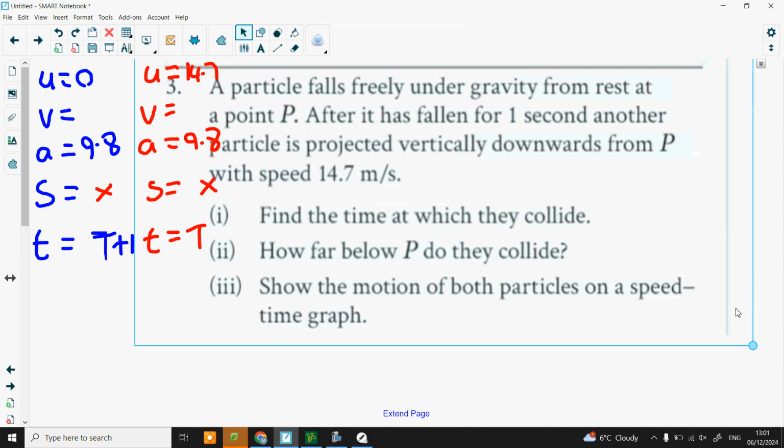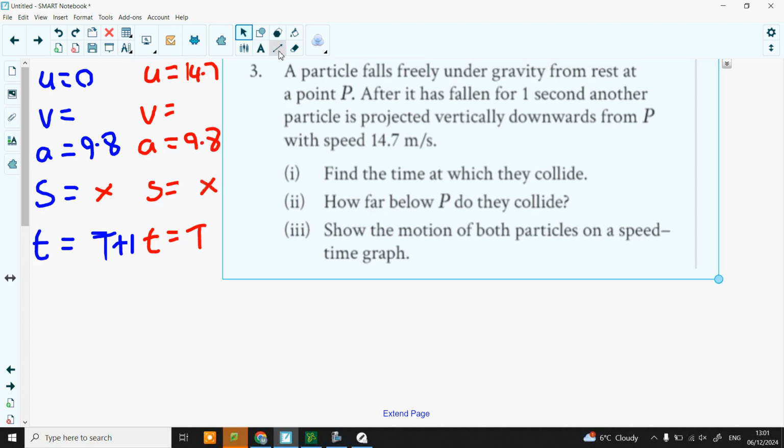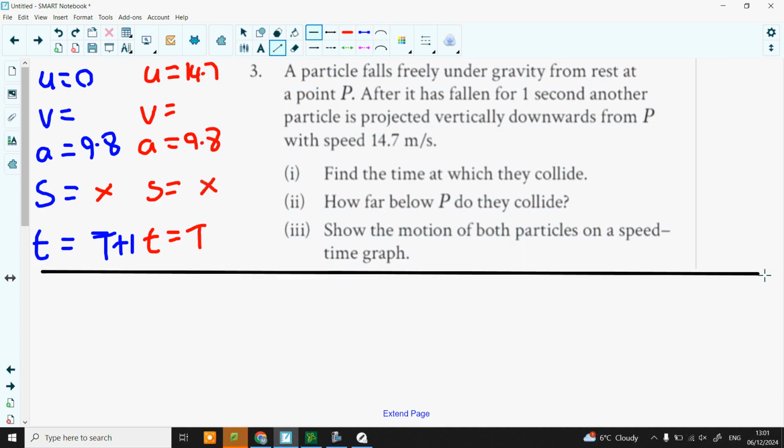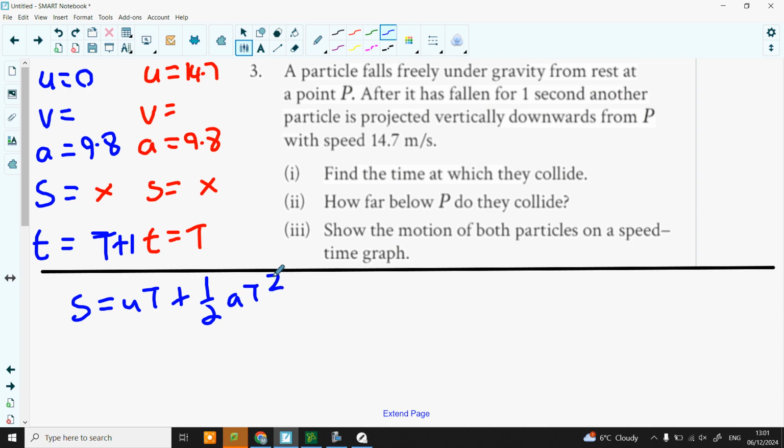Now, what do we do now, guys? What formula do you think we're going to use? We haven't got a V to work with. So I think that eliminates 2 of our equations out. Yeah, ut plus a half, at squared. Okay, so what do we get here? X equals 0 times t plus 1 plus a half, 9.8.